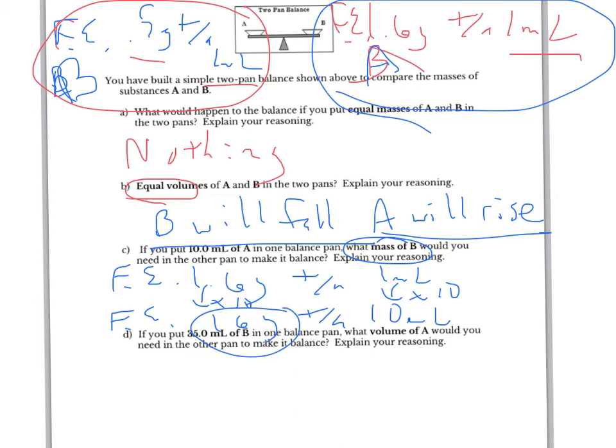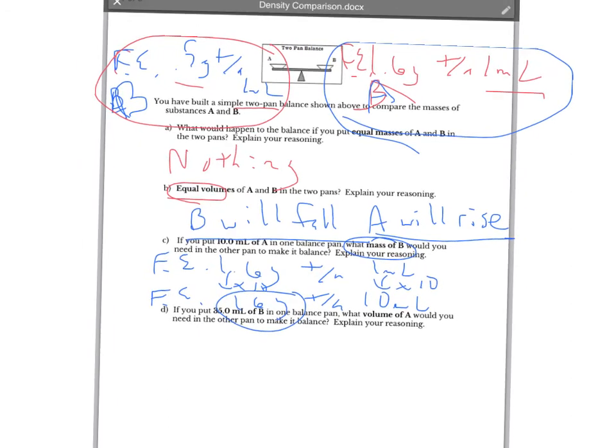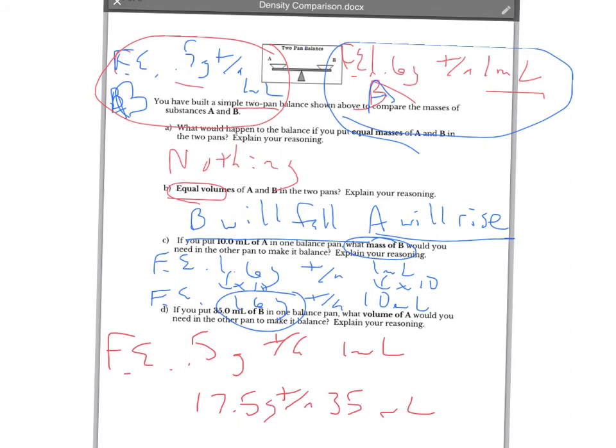Now, the second part of this says that if you put 35 milliliters of B in the balance pan, what volume of A? So B had a for every statement: for every 0.5 grams, there's 1 milliliter. And this time we're using 35 of these, which means that this is going to be 17 and a half, because it's half as much. So this is 17 and a half grams, and it said what volume of A.